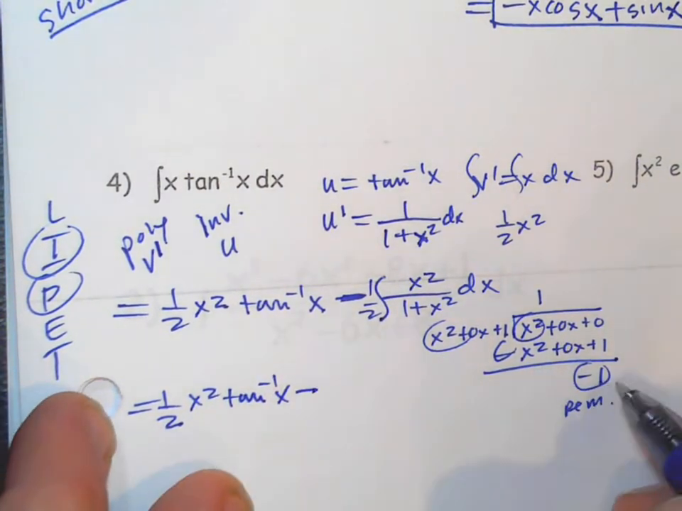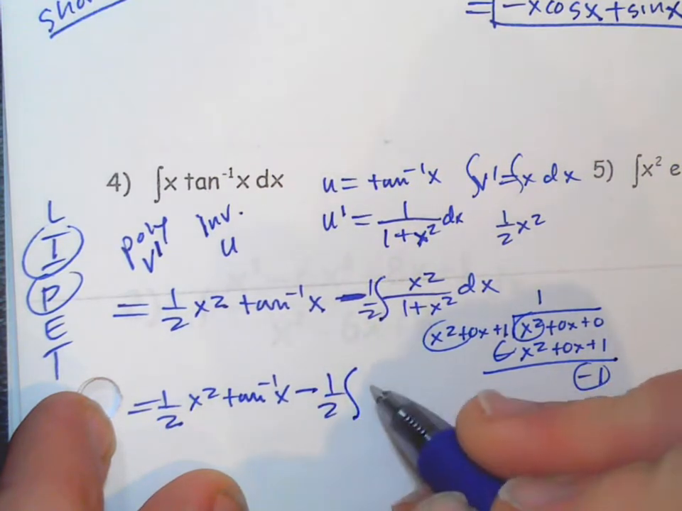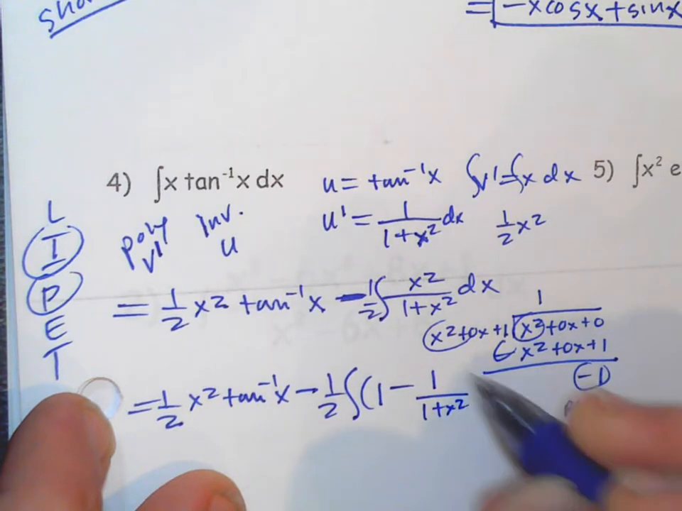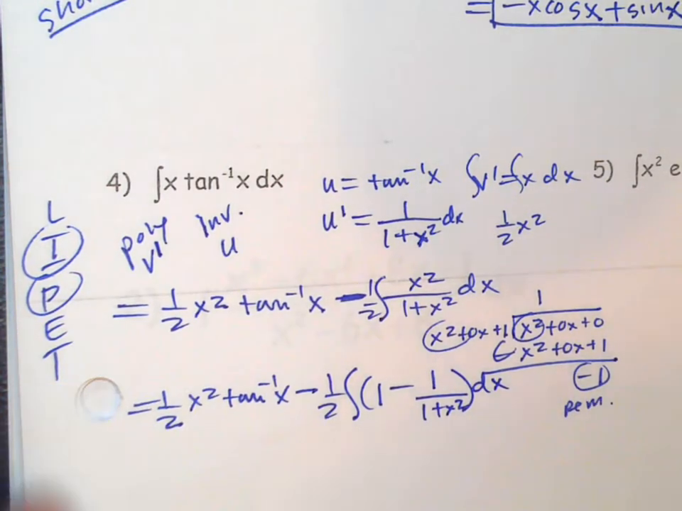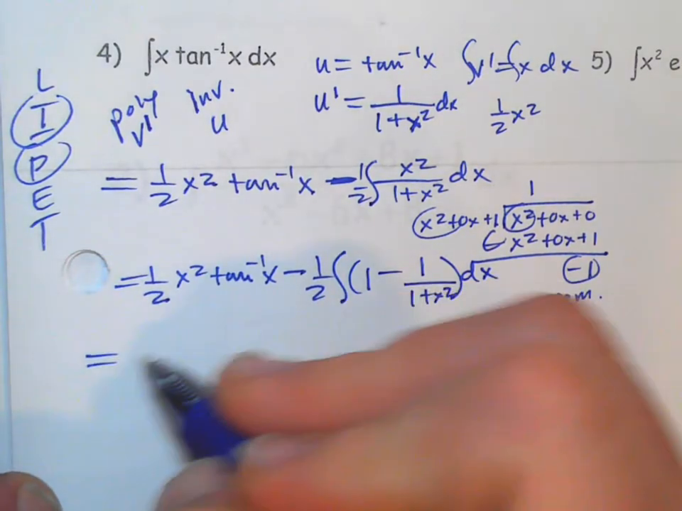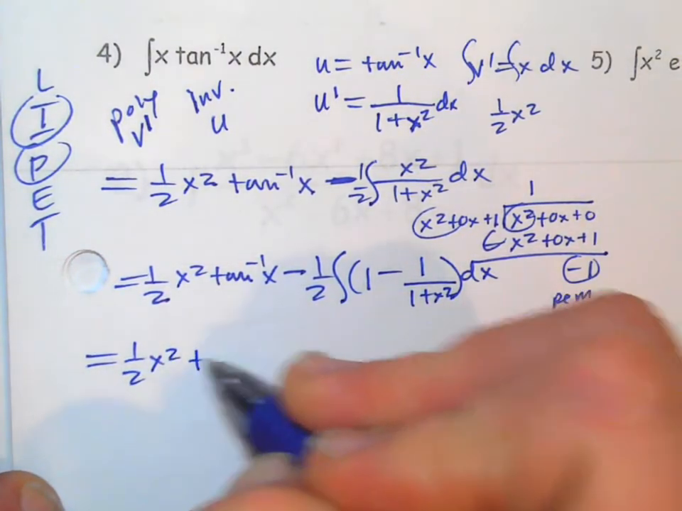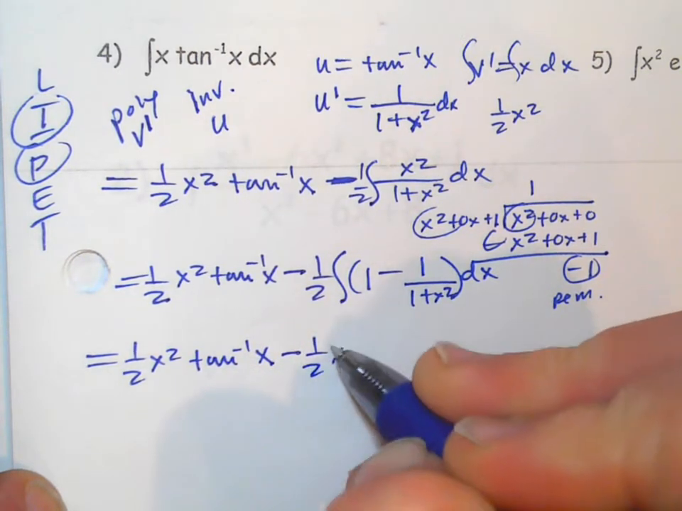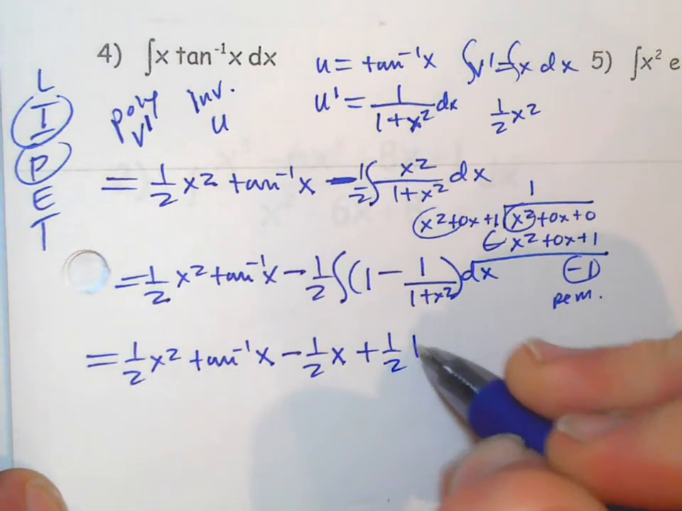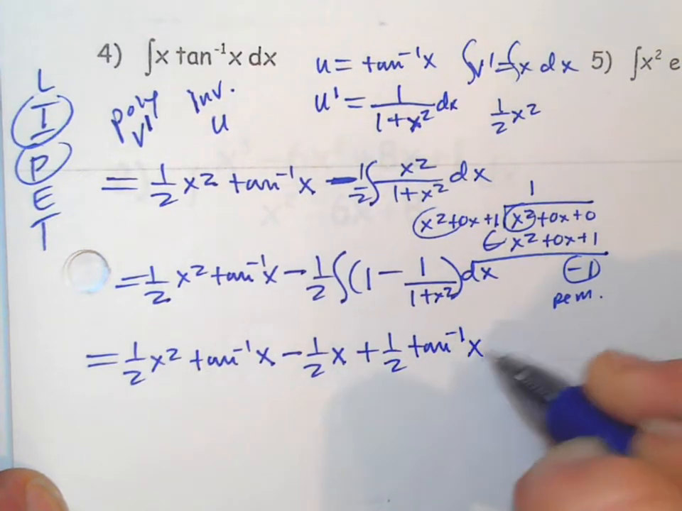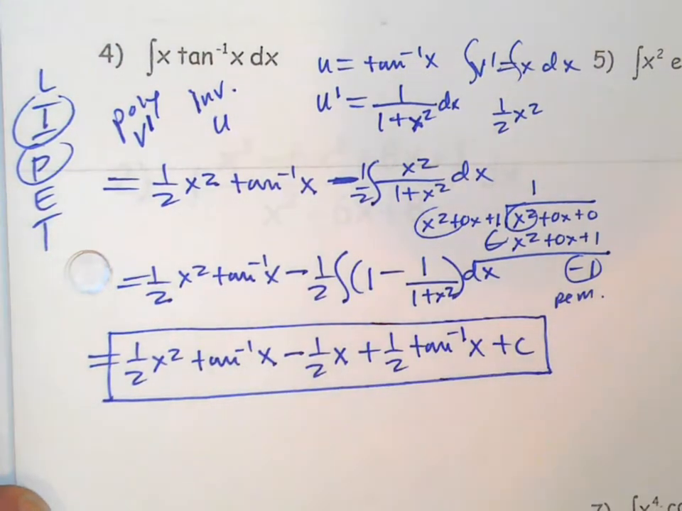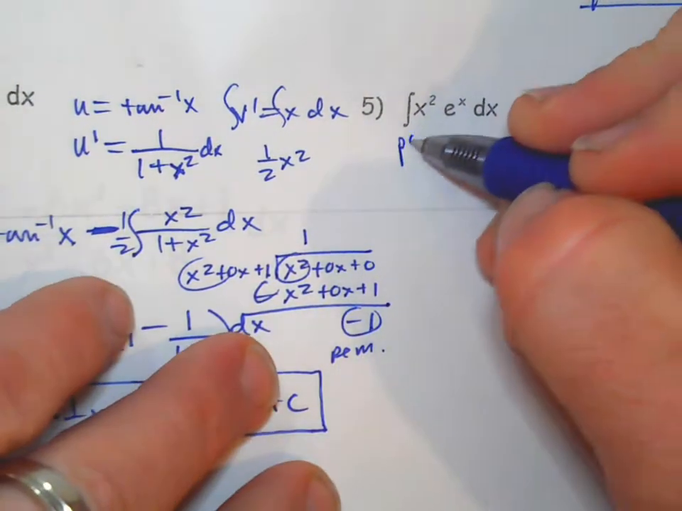Minus 1/2 integral of 1 minus 1 over the original denominator. That's what you do with the remainder. So we get 1/2 x squared inverse tangent of x minus 1/2 x plus 1/2 inverse tangent of x plus c. There you go. All right, next one, we have Polyexpo.